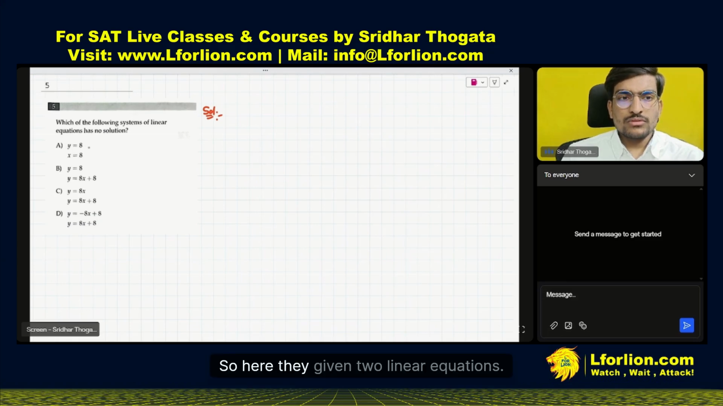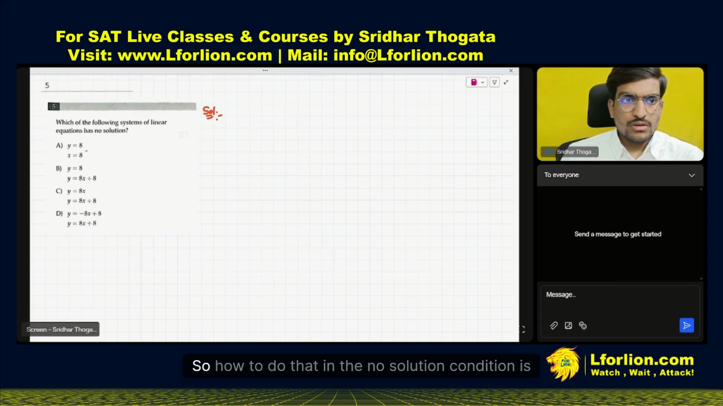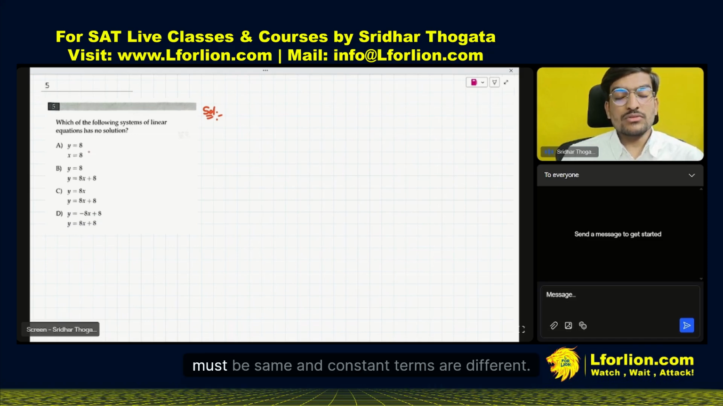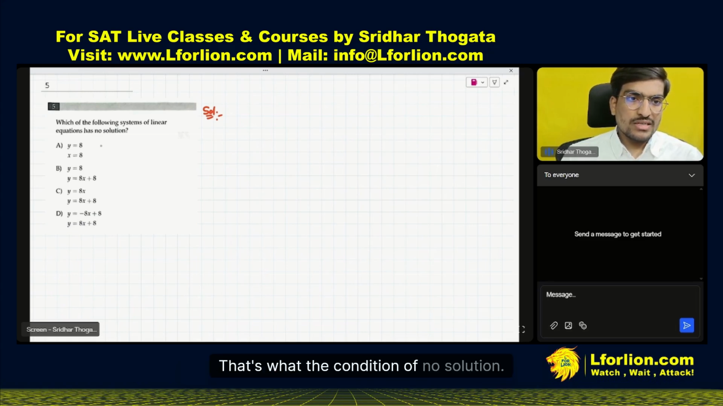Coming to the fifth question, which of the following systems of linear equations has no solution? Here they have given two linear equations in each option. We have to select the one among them which has no solution. So how to do that? The condition for no solution is that the coefficients along with the variable terms must be the same, and the constant terms are different. That's the condition for no solution.